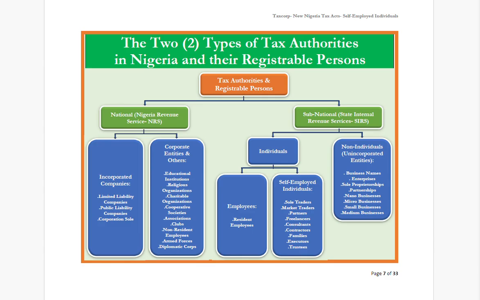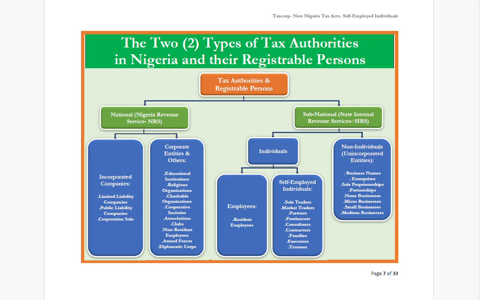Here are the two types of tax authority in Nigeria and their registrable persons. The first is the National Tax Authority, which is called the Nigerian Revenue Service. And the second comprises the subnational tax authorities, which we call the State Internal Revenue Service and also Federal Capital Territory Internal Revenue Service.